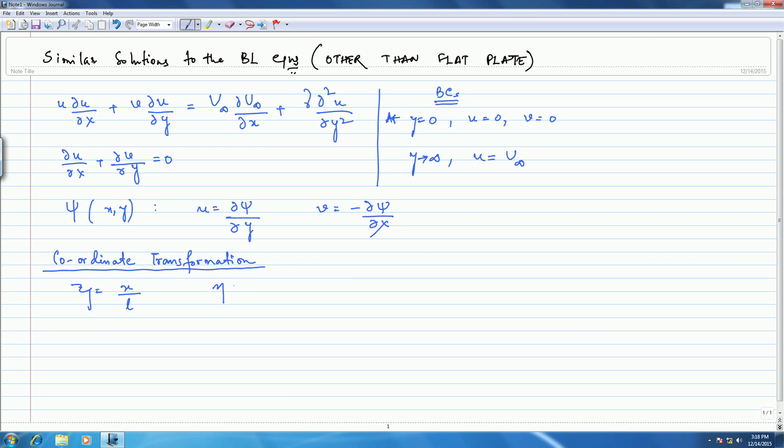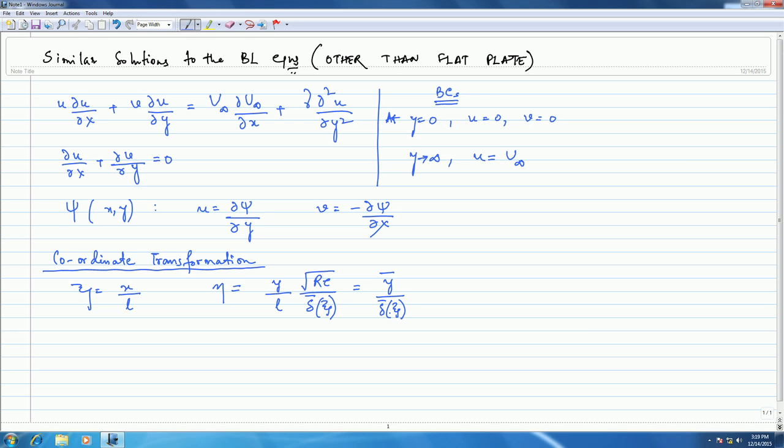And eta is equal to y by L under root of Re. So essentially delta bar is a function of zeta, and eta is nothing but y bar by delta bar of zeta. Okay, so this is a coordinate system that we will use.